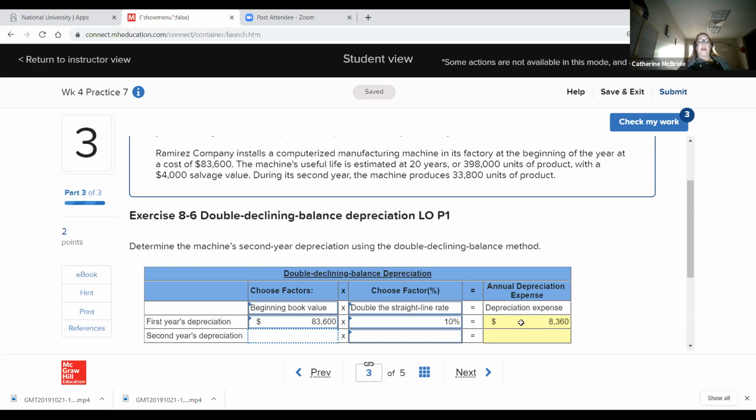Now we need our second year's depreciation. So the first thing that we have to do is figure out the beginning book value. Our book value was originally the cost of $83,600. The book value is the cost minus accumulated depreciation. In year one, we had depreciation expense of $8,360, so we're going to subtract that. So our new book value is $75,240. The rate stays the same. So that's our second year's depreciation expense.